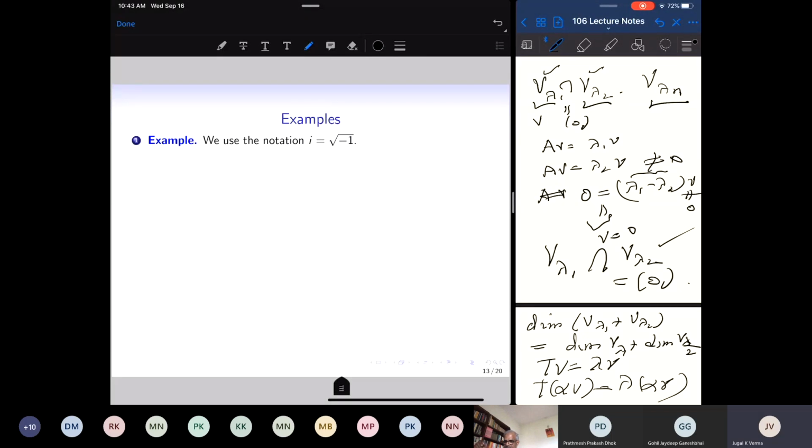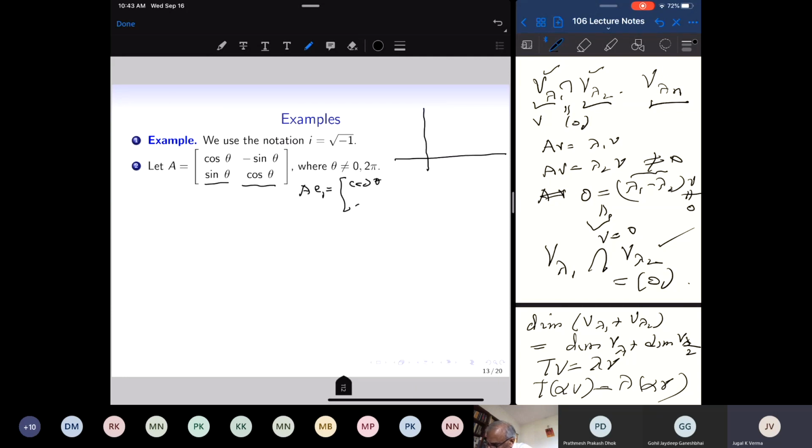Let me give you an example of a matrix which is not diagonalizable. Let us use the notation i for the complex number square root of minus 1, and look at this matrix: cos theta, sin theta as the first column vector, and minus sin theta, cos theta as the second column vector. This is the matrix of rotation. If this matrix acts on the first basis vector, I get the column vector cos theta, sin theta. So e1 under the action of A is mapped to this vector whose coordinates are cos theta, sin theta. This is my Ae1.